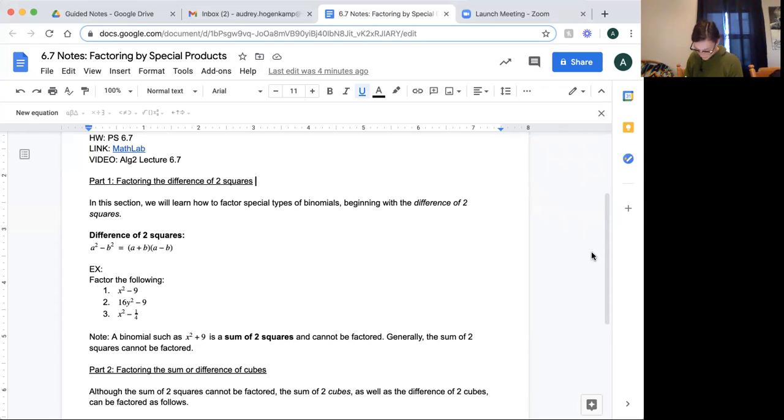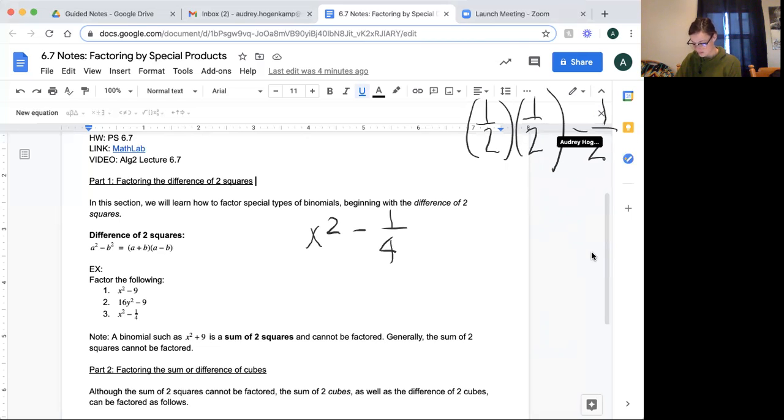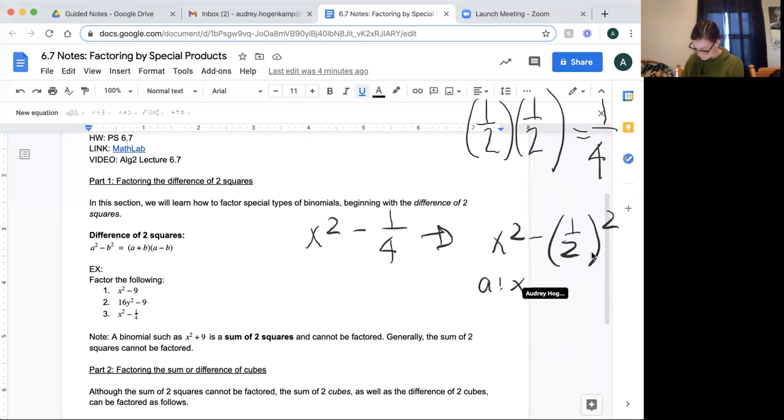All right, number 3. Kind of the same theme. We have x squared minus 1/4. Again, we want something squared minus another thing squared. So we have to figure out what is the square root of 1/4. We can use our background knowledge here too, because we know that the square root of 4 is 2. And so the square root of 1/4 is going to be 1/2, because 1/2 times 1/2 is equal to 1/4. So we can rewrite our problem as x squared minus 1/2 squared. a is x, b is 1/2. So our factored form is going to be x plus 1/2 times x minus 1/2.